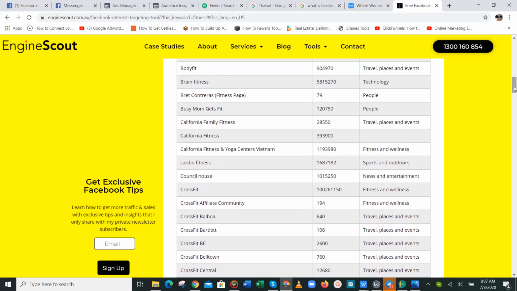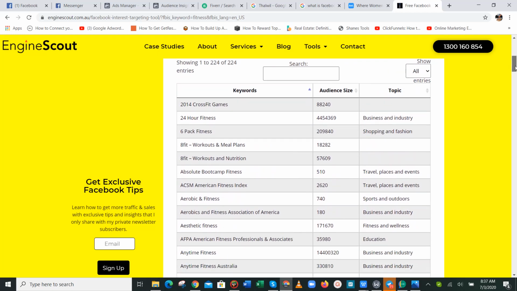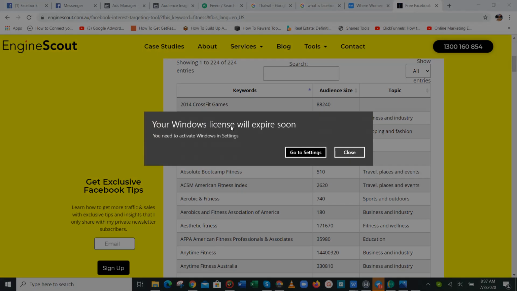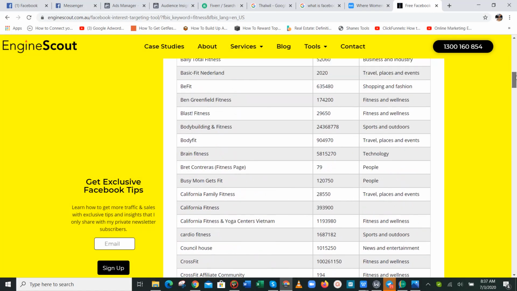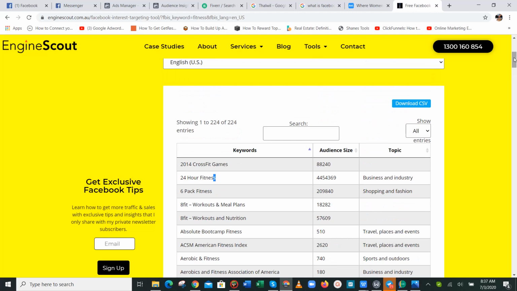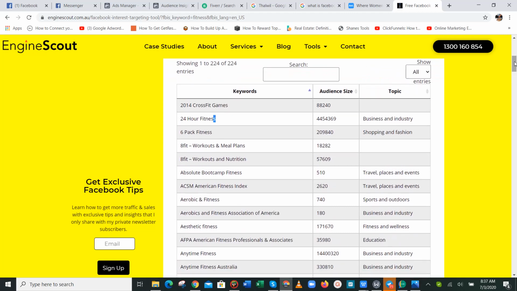Now let's explore it. It says 2014 CrossFit Games, 24 Hour Fitness. This is a business and industry, it's a brand name. So people searching for this brand online, searching for this company, they will also see our ads. People searching for all the companies that it brings here will see our ads. So you can see the keywords that Facebook will suggest for us.